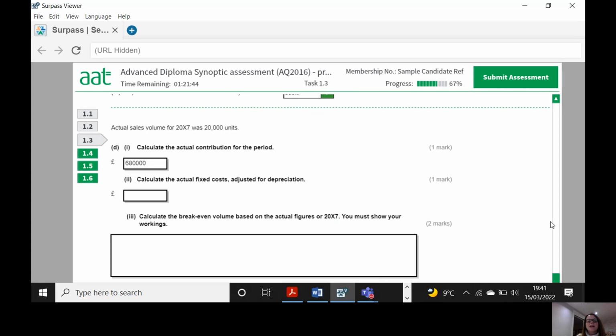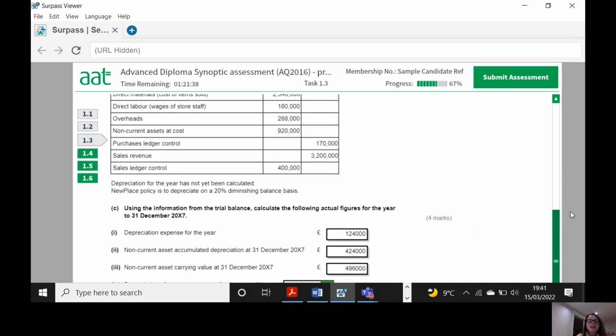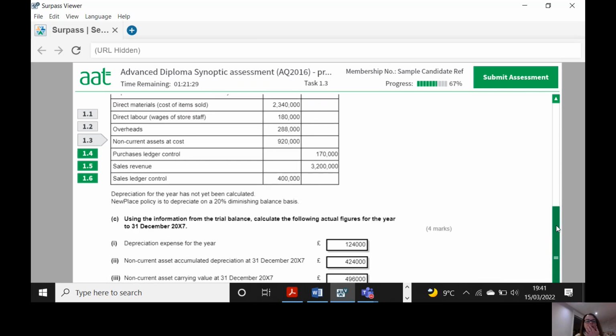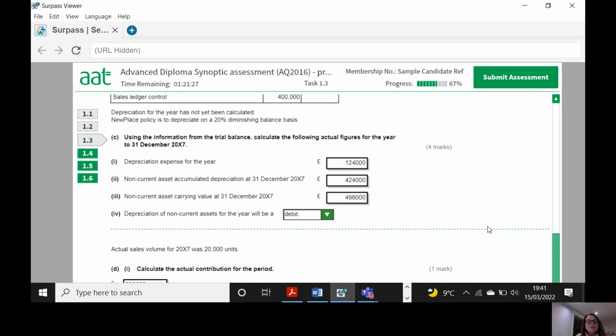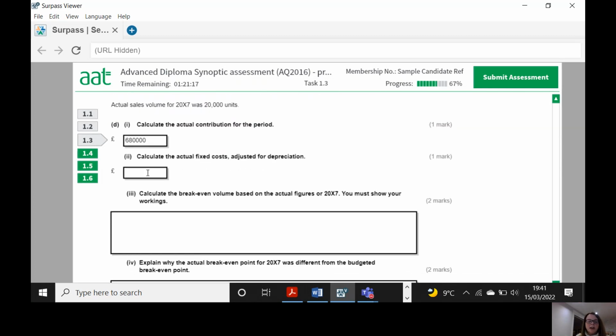Calculate the actual fixed costs adjusted for depreciation. They were kind there, telling us to include depreciation. So fixed costs, I'm going to start with my overheads, 288,000. And then I need to add in my depreciation of 124,000. They are my combined fixed costs, which comes to 412,000.